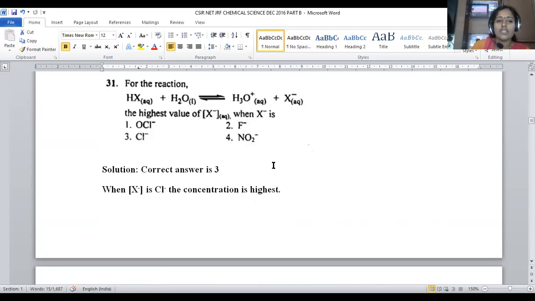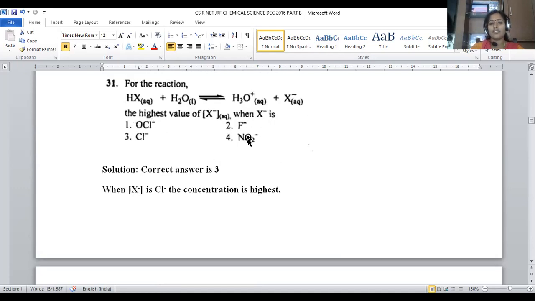Let us move on to question number 31. For the reaction, HX plus water gives rise to H3O plus and X minus. Higher value of X minus concentration when X minus is. So this is the kind of chemical reaction. In this reaction, where the concentration of halide ion is higher, we have to predict. The first option is given with a hypohalide, OCl minus, then F minus fluoride, Cl minus chloride, and NO2 minus nitro. So which kind of X group will have a higher X minus concentration?